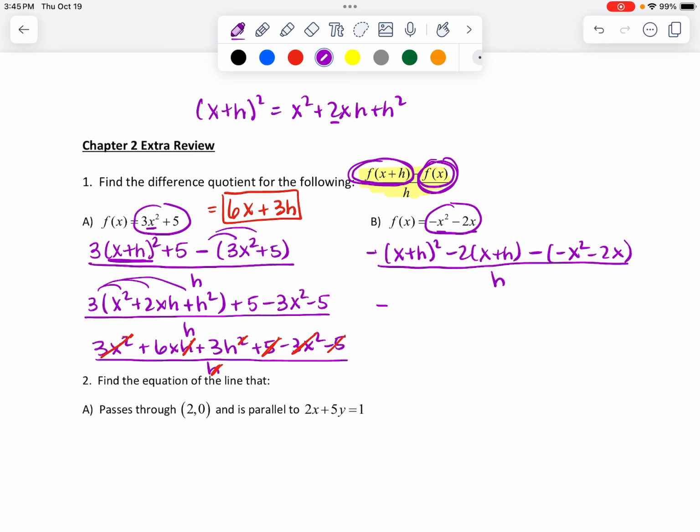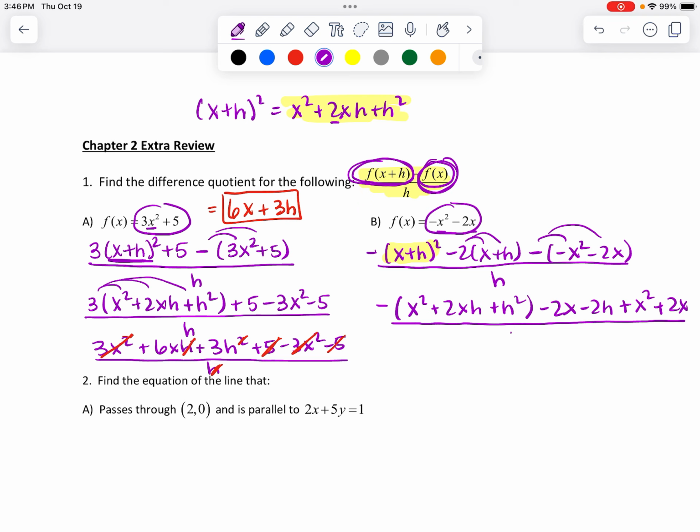Again, I have a negative, and then what is x plus h squared? It'd be great if you memorized it. It's right there: x squared plus 2xh plus h squared. I'm going to distribute the negative 2, which gives me minus 2x minus 2h. And then distribute that negative sign, I get plus x squared plus 2x all over h. Distributing this negative gives me negative x squared minus 2xh minus h squared minus 2x minus 2h plus x squared plus 2x all over h.